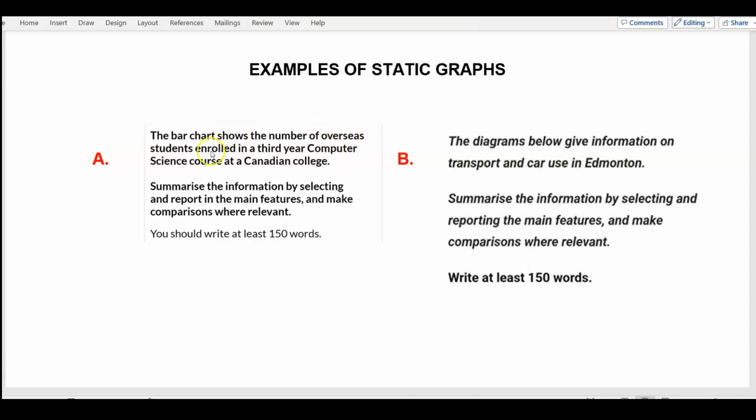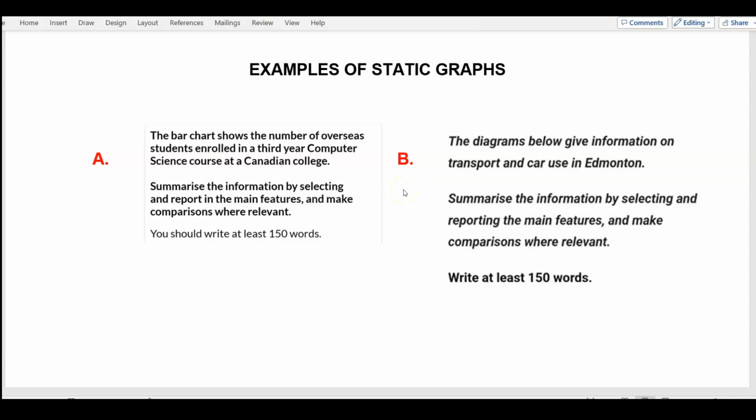So it can be the bar chart shows the number of overseas students enrolled in a third year computer science at a Canadian college in 2002, right? So that will be just 1 year, and then that becomes a static graph. All right, you understand the reason we need to identify and find them, because I will show you the differences, why they are very important.